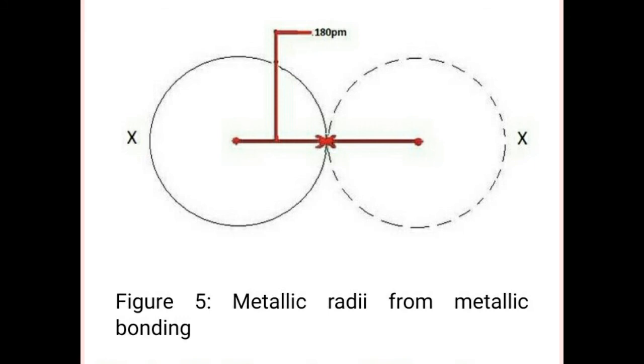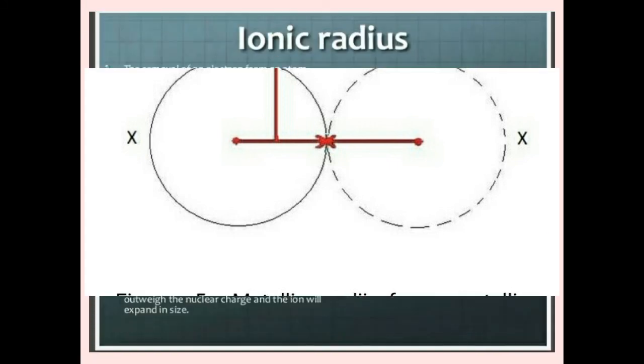In metallic bonds the atoms come close to each other, they just do not overlap, and they are not far apart either. When they are close to each other, we take their internuclear distance and divide it by 2. The radius which we get is called the metallic radius. Clear? So 3 types of radii we have seen.